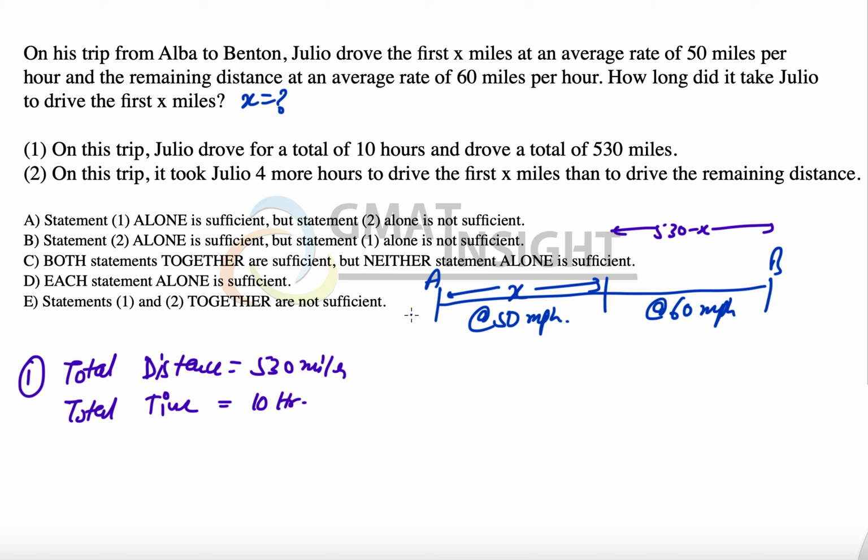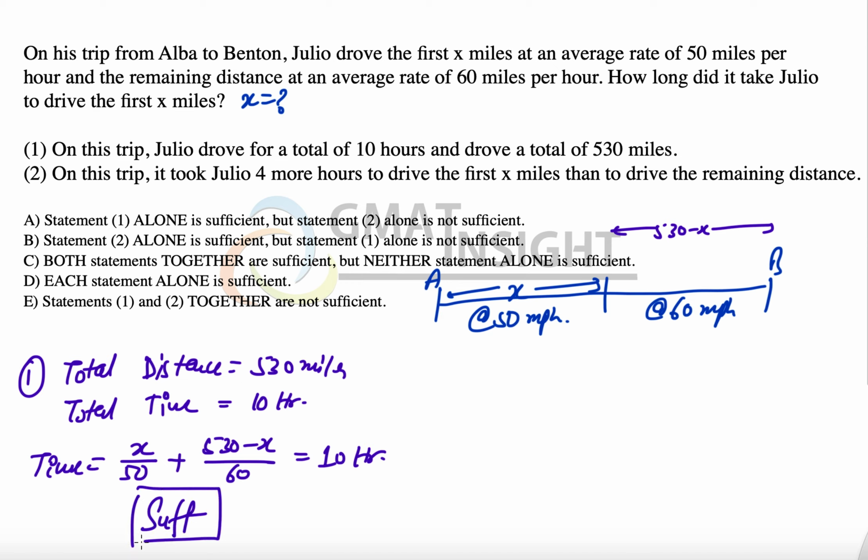So the time to travel the first distance of X miles will be equal to X over 50, and the time to cover the remaining distance, which is 530 minus X, will be (530 minus X) divided by 60, and the sum of these two timings should be equal to 10 hours. Now we don't have to get into the calculation because we know that we have an equation in only one variable, so certainly this statement is going to be sufficient to answer the question, leaving us with only two options left, which are A and D.